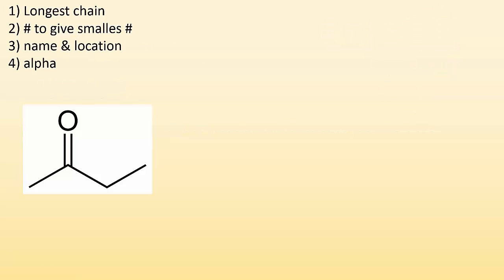So again, follow the system. Find the longest possible chain. Here it's 1, 2, 3, 4 carbons. Number it to give the smallest possible number. If I go left to right, 1, 2, 3, and 4. And if I go right to left, 1, 2, 3, and 4. So I'm going to want to go left to right. And then name and give its location.